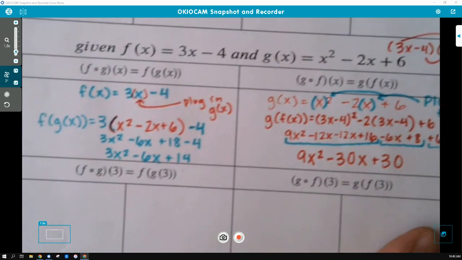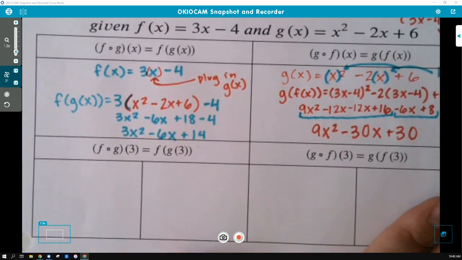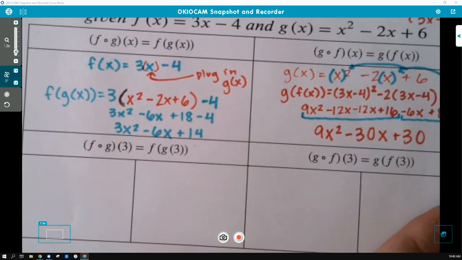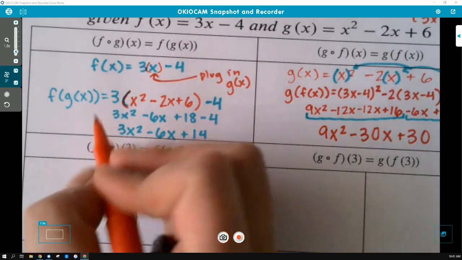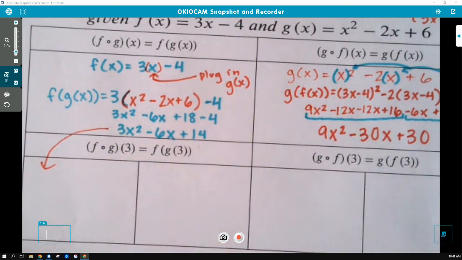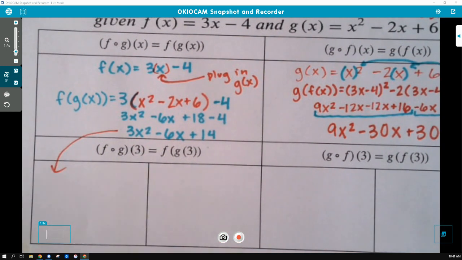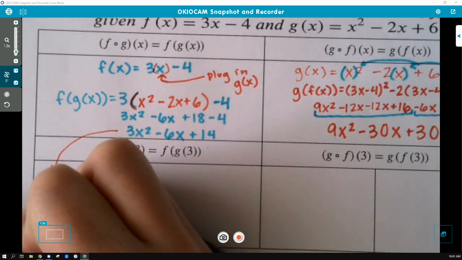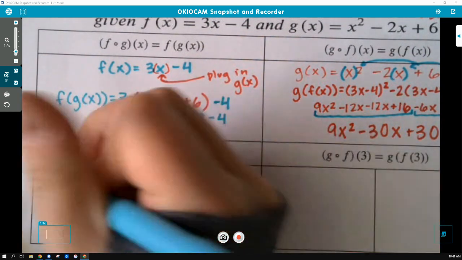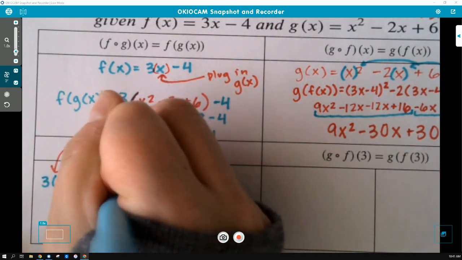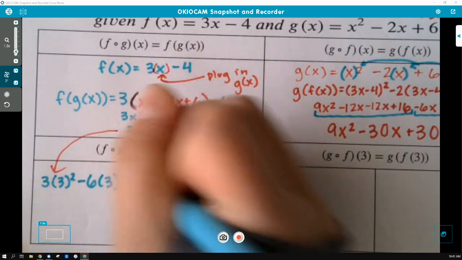We've got to plug in 3 for both of these, and we're going to do it both ways again. The first way, we just plugged it straight into here. So we took 3x squared minus 6x plus 14. We're just going to plug in 3 for x. So that'll be 3 times 3 squared minus 6 times 3 plus 14.